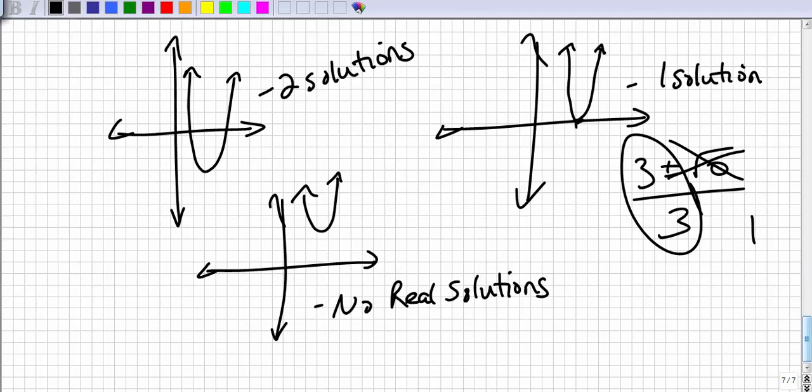And no real solution would mean that you had a negative number inside or underneath the radical sign, because what that means is you cannot take the square root of a negative number, and therefore there are no real solutions. So there you have it. You've seen where the quadratic formula comes from and how you can use it to solve any quadratic equation.